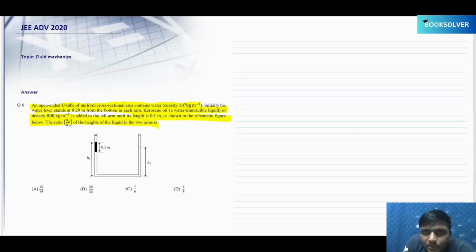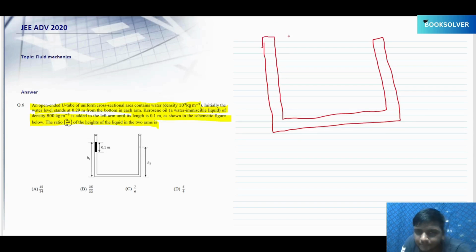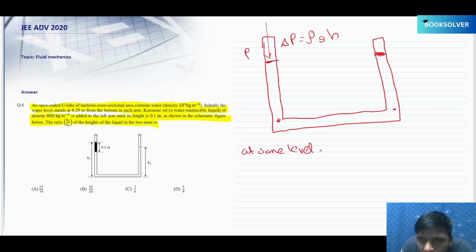Let's visualize this question. Suppose this is a U-tube like this, and as the initial condition there is water. Both arms should be at the same level because the pressure has to be maintained. We know that the pressure difference is ΔP = ρgh. If some atmospheric pressure P is there, then two points at the same level have the same pressure. This is a very fundamental concept you must always remember.